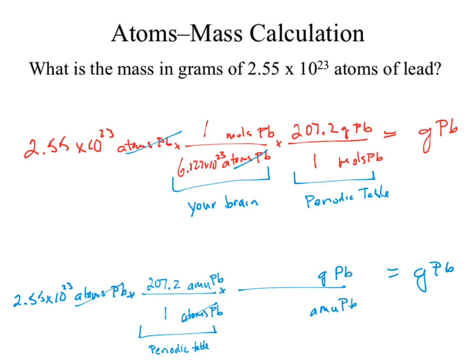I gave it to you on the front of the exam. It's actually there. 1.661 times 10 to the negative 24th grams is 1 AMU. I've done this conversion a few times, that's why I've got that memorized. Well, almost memorized, because I screwed it up earlier. Thank you, Mike. All right.